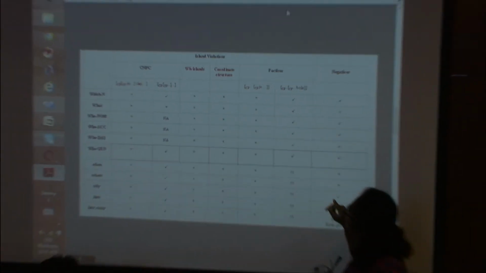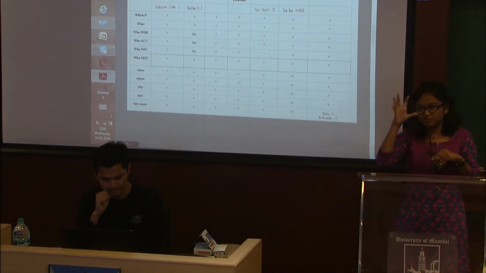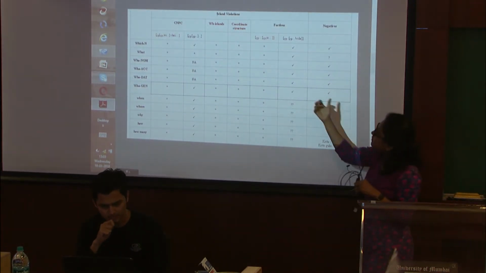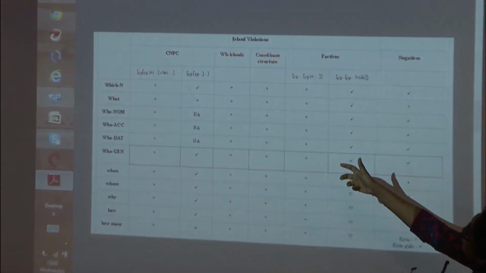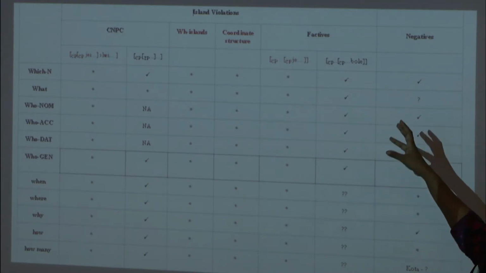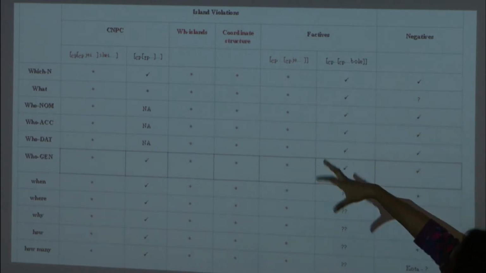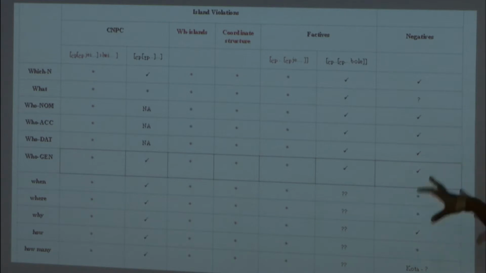So we're going to look at the island violations that we have. We didn't quite find strong islands. What was strong in English was not strong for us, or at least that's what it seems like. So we looked at complex noun phrases, WH islands, coordinate structure islands, factives, and then embedding something into it, and then negatives. So what we found was essentially that we can't move out of WH islands, coordinates, and also factives where your embedded CP has an initial complementizer, the J complementizer.